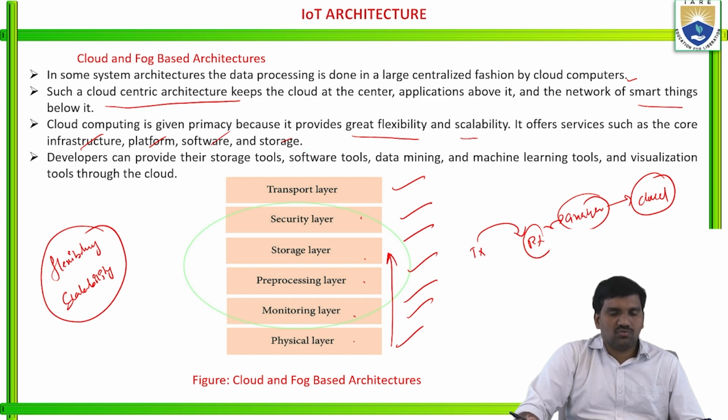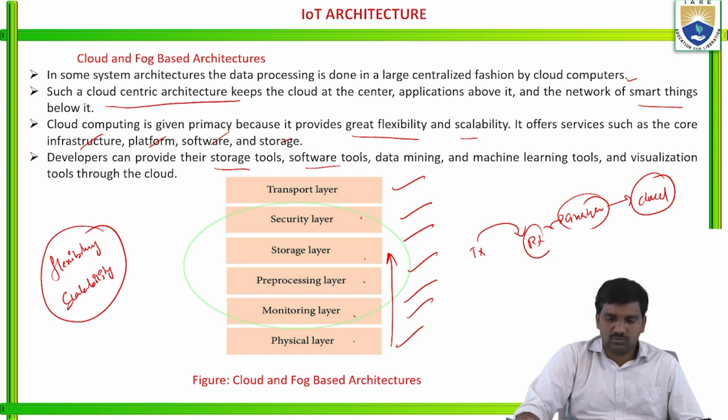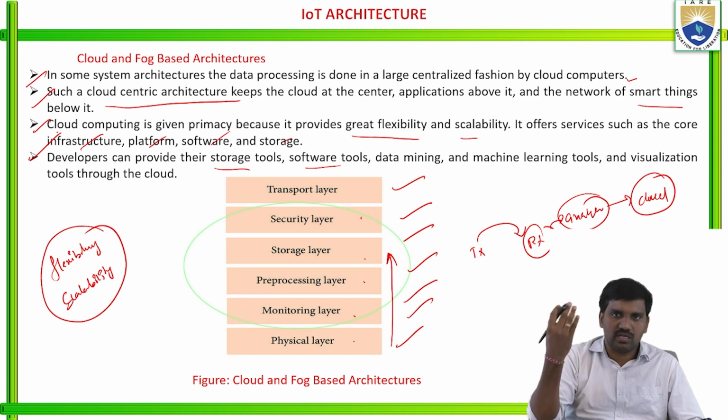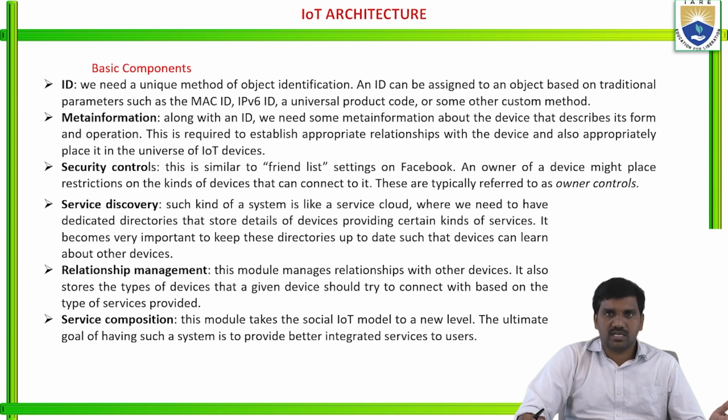Next, developers can provide their storage tools and software tools, data mining, machine learning tools, and visualization through cloud computing. So these are some points regarding cloud and fog-based architecture before entering into the actual architecture of IoT. So next, basic components. What are the basic components I mentioned in the first slide here?